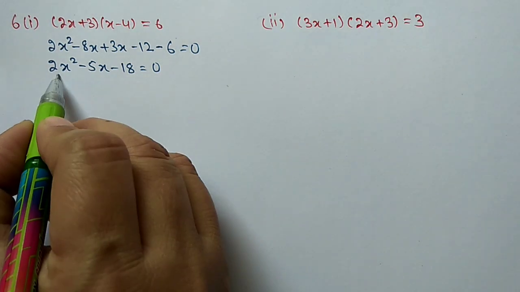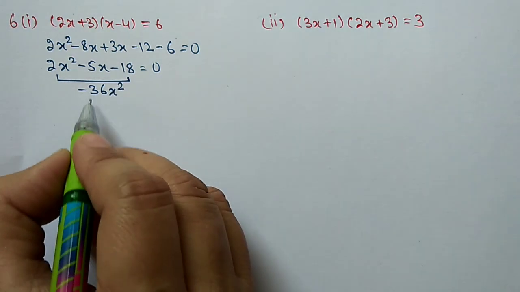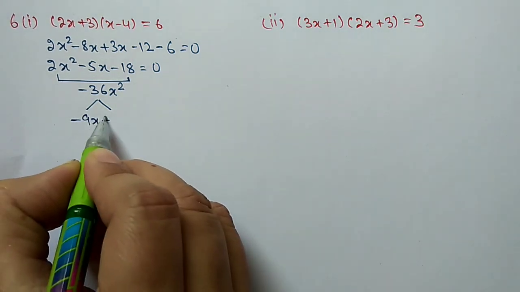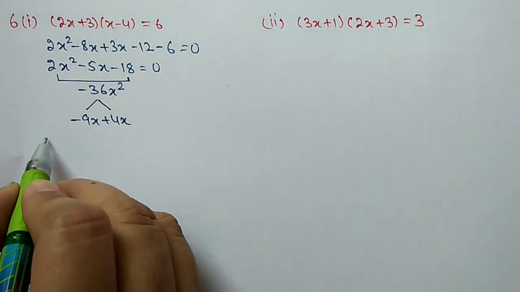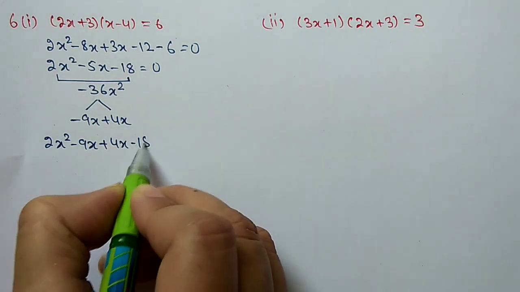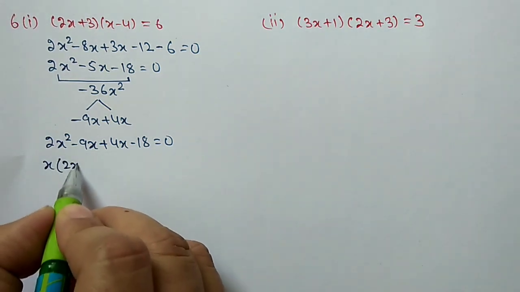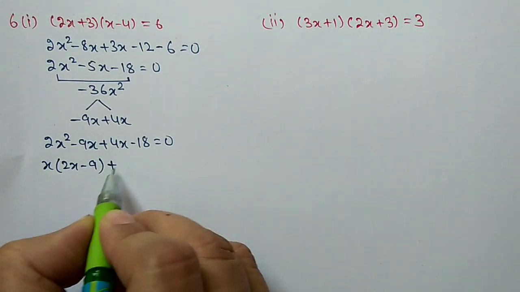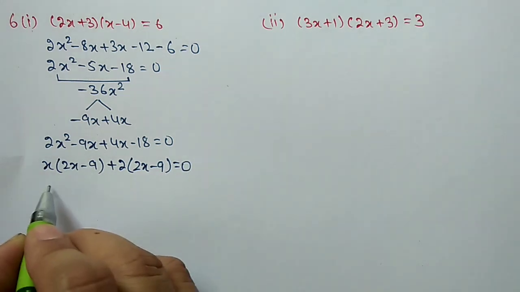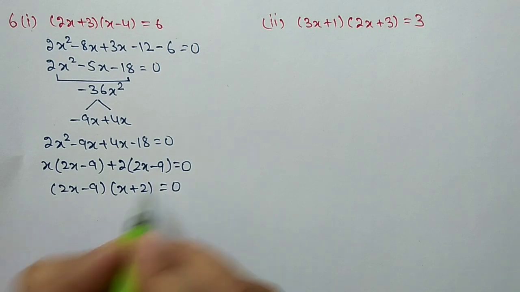Now we will do the factorization. Multiply first and last: minus 36x square. Factors of 36 such that after subtraction minus 5 should come: minus 9 and plus 4. Replace the middle term: 2x square minus 9x plus 4x minus 18 equal to 0. From the first two we can take x as common, then we have 2x minus 9. From the last two we can take 2 as common, then we have 2x minus 9 equal to 0. 2x minus 9 we can take out common, another bracket x plus 2 equal to 0.